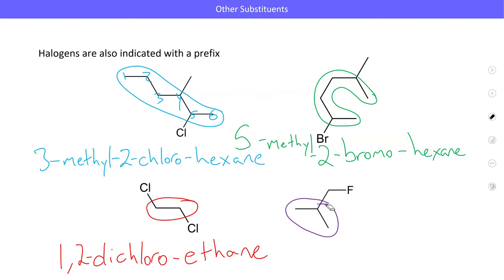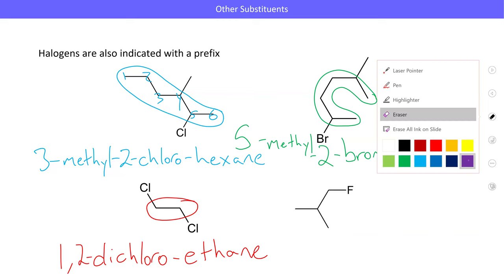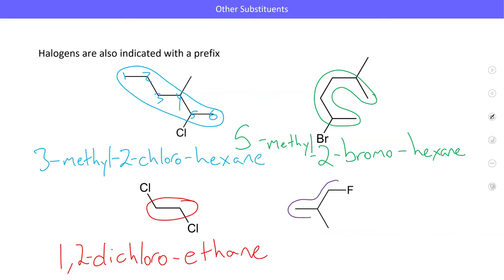So if there's a way that you can count three and keep it so that your fluorine is part of that main molecule, that's usually a better idea. We'll learn how to name the complicated branches. So we could count it the other way, but this is a better way to do it. So this is going to be propane. 1-chloro-2-methyl.